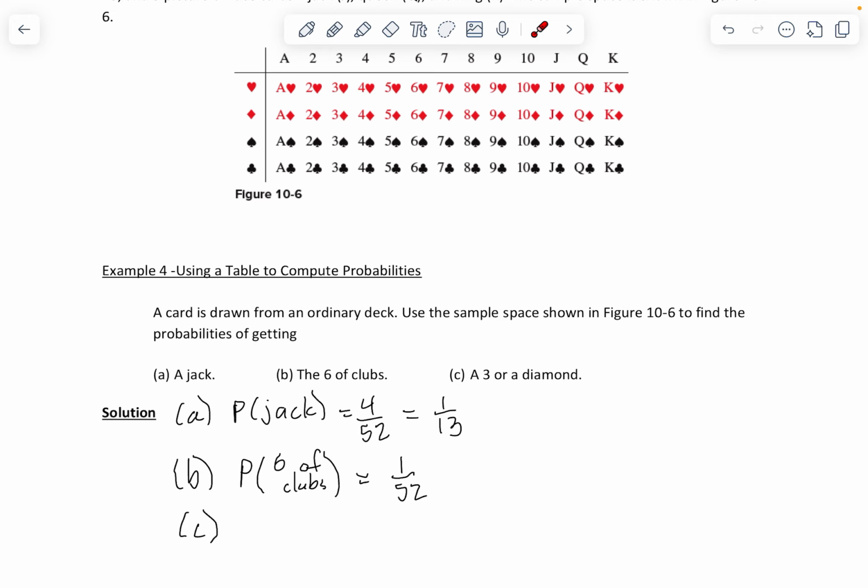So I can't just take the 4 3s plus the 13 diamonds and add those together, because I would be counting the 3 of diamonds twice. I don't want to do that. So there's really 16 possibilities of drawing a 3 or a diamond, because one of the cards fits into both categories. So the probability of 3 or diamond is equal to 16 out of 52, which is equal to 4 out of 13.